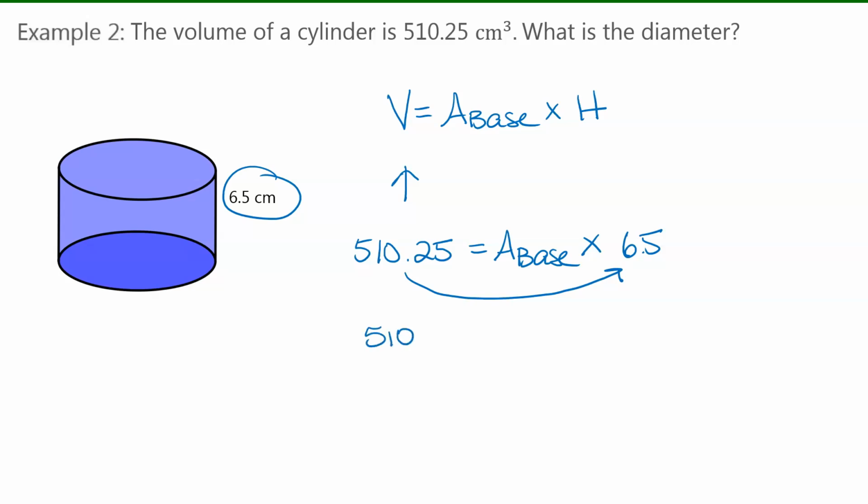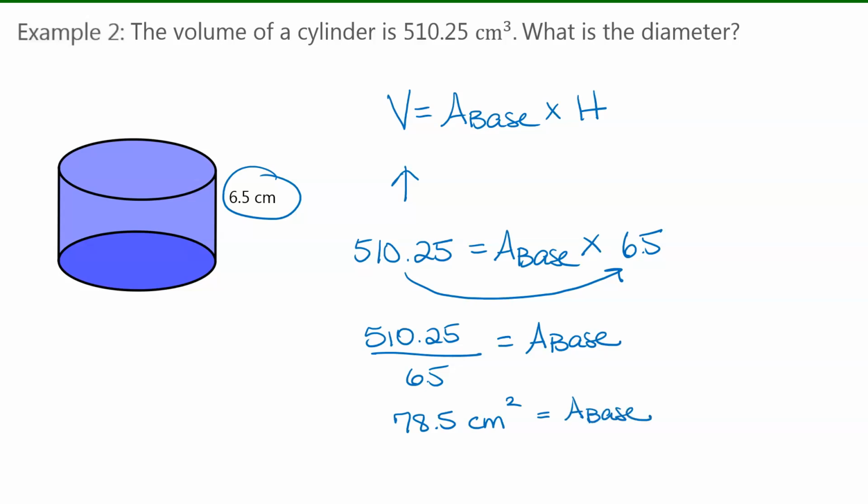So 510.25 divided by 6.5, and that will give me the area of the base. So I get 78.5 centimeters squared, because again, area is always in square units. So we're talking about the area of a circle. The area of a circle is pi r squared. So pi r squared is equal to 78.5. I know that pi is 3.14 approximately. So 3.14 times r squared is equal to 78.5.